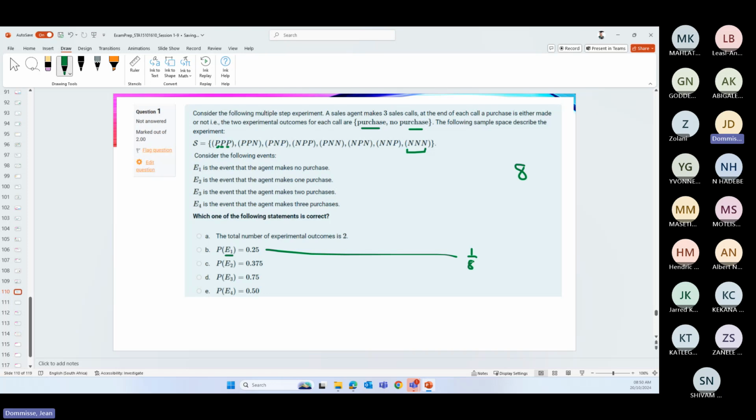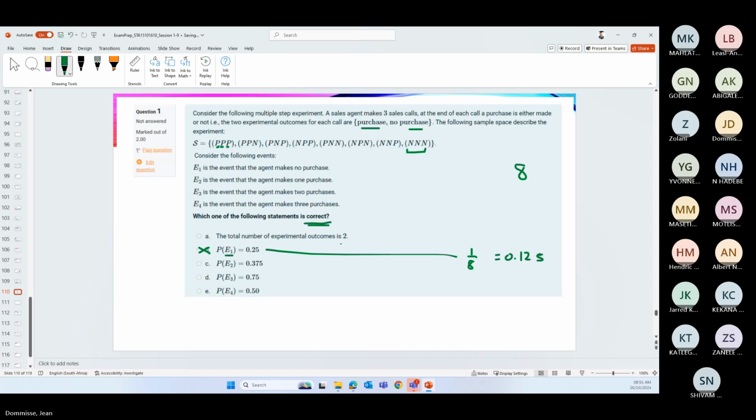1 divided by 8 is 0.125. So is that the one that is incorrect? Ah, we look for the correct one. Okay.